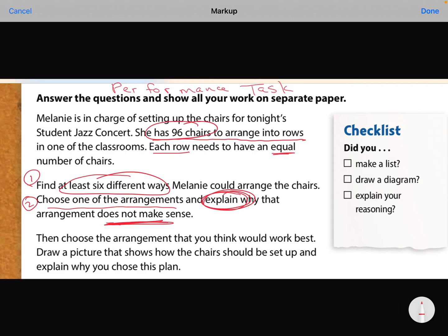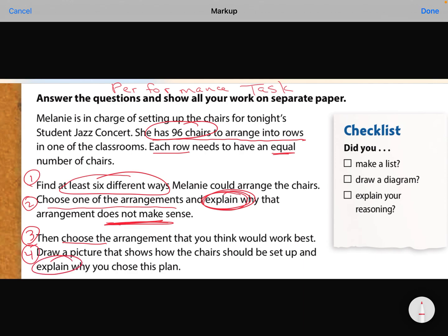So it might work mathematically, but does it work inside a concert? Because some things work mathematically, but they don't make sense in real life because you don't have enough space, it's too crowded, so you have to think it through. Then choose, step 3, the arrangement that you think would work best. So you're making a choice, and you're going to draw a picture of it. It shows how the chairs should be set up and explain why you chose that plan.